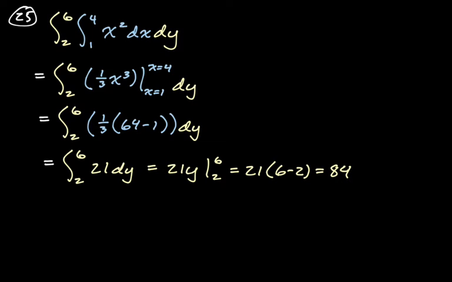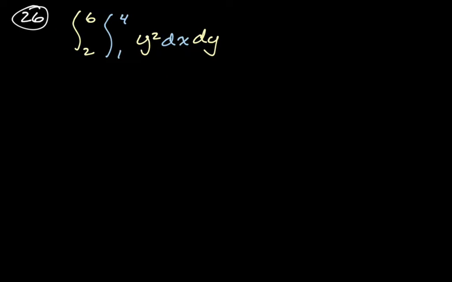All right, let's take a look at one more in this particular type. The problem set moves on, but this is the last of this type, so it'll be the last in this video. We're going from 2 to 6, 1 to 4, y squared dx dy. This one I'm going to split. Why am I going to split it? Because you can think of it as two functions being multiplied. Y squared is a function of y, and 1 is a function of x. So we can split this up into two integrals. We'll go 2 to 6 of y squared dy, and then 1 to 4 of 1 dx.